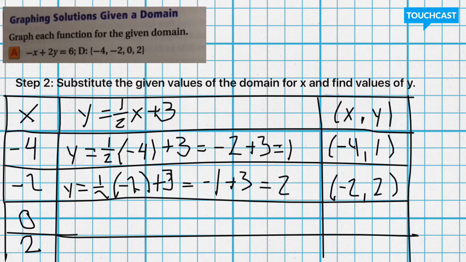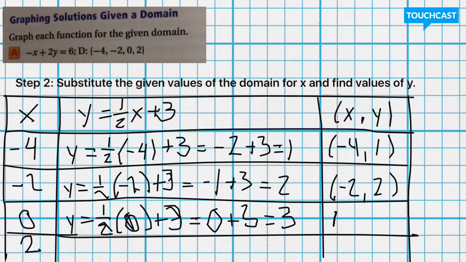Now let's do that with 0. Y equals 1/2 times 0 plus 3. 1/2 times 0 is 0, and 0 plus 3 is 3. So our ordered pair is 0, 3.